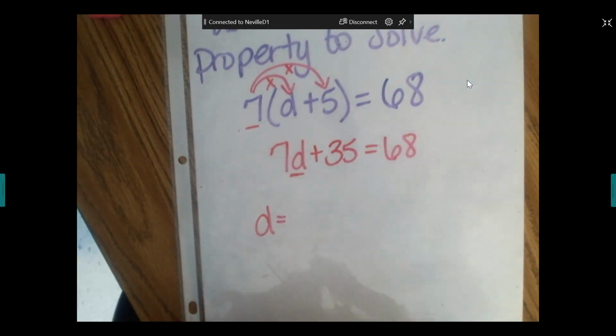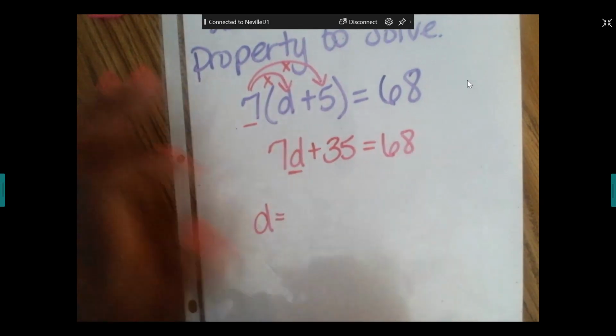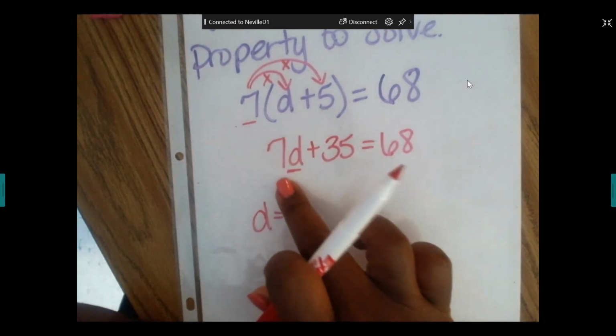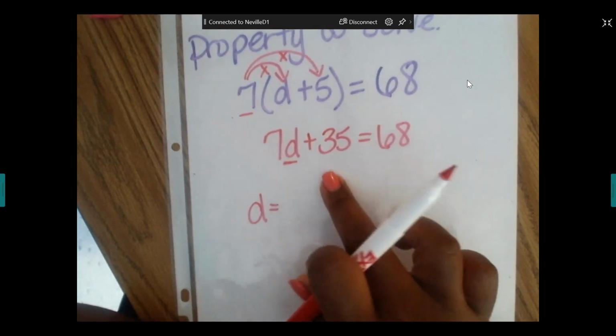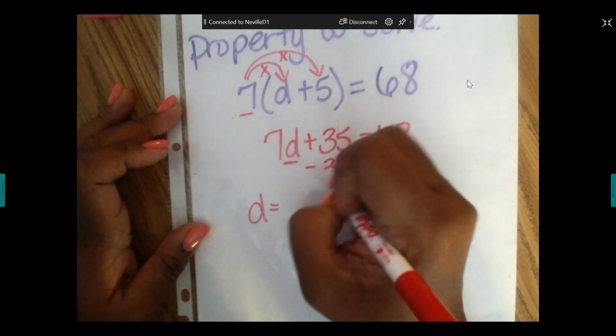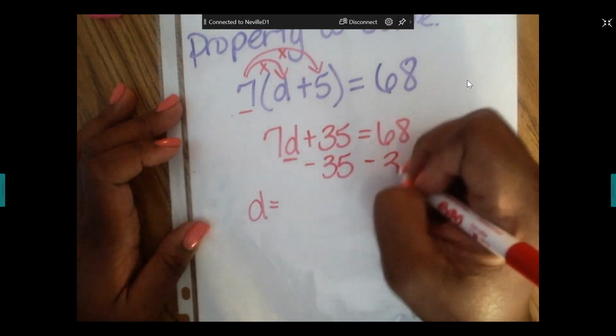Guys, what's my first step in getting that D alone? Tyler? Not yet. Can't divide this yet. I got to get rid of somebody else living in the house. Owen? I got to subtract that 35. I've got to subtract that 35.